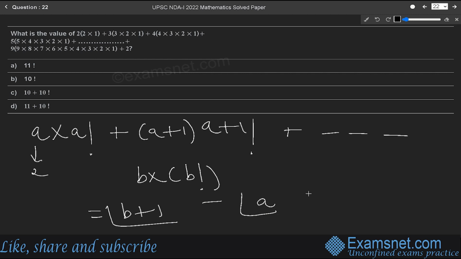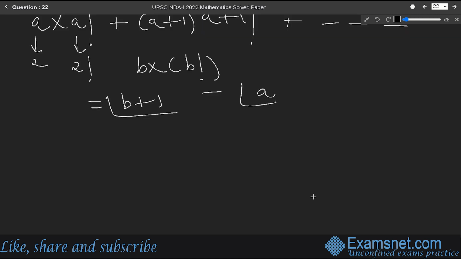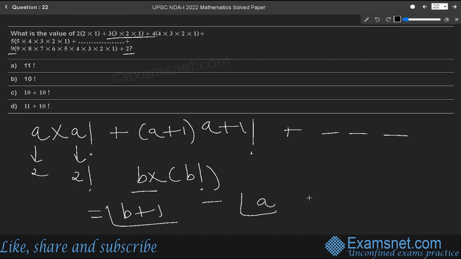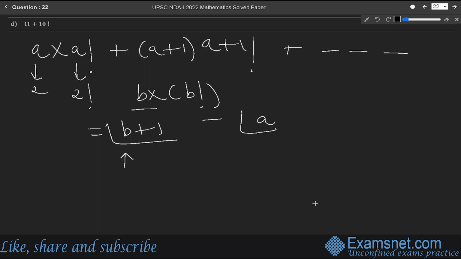You can see that the question is in this form. Here a is 2 and the first term is 2 into 2 factorial. Then a plus 1 is 3, then 3 into 3 factorial. Then it is moving on up to 9 factorial. And at last there is plus 2. So when we use this formula, see here b is what? The total numbers, meaning up to where the series is going. So our series is going up to 9. So the value of b is 9.